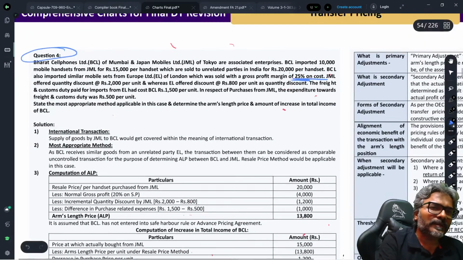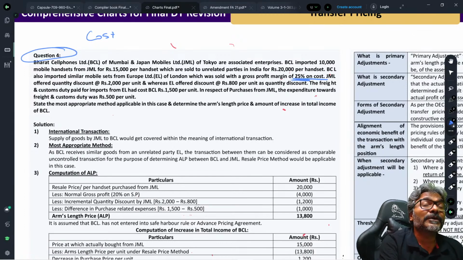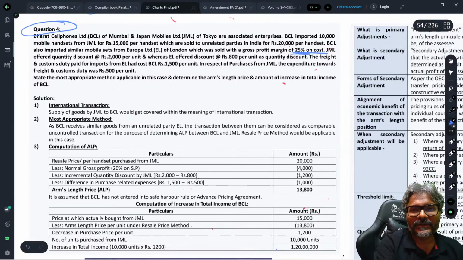See, in the cost plus method, you require margin as a percentage of cost, whereas in the case of the resale price method, you require margin as a percentage of selling price. So this will be 20% on this selling price. JML offered a quantity discount at 2,000 per unit, whereas EL offered a quantity discount at 800 per unit. And thereafter the freight.